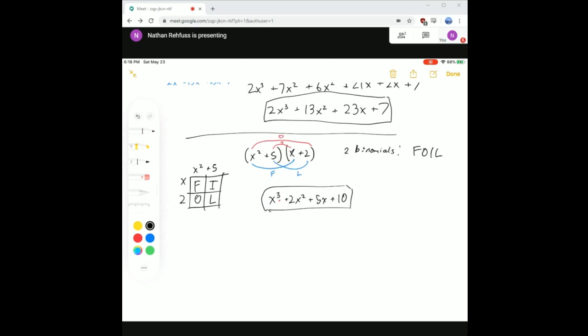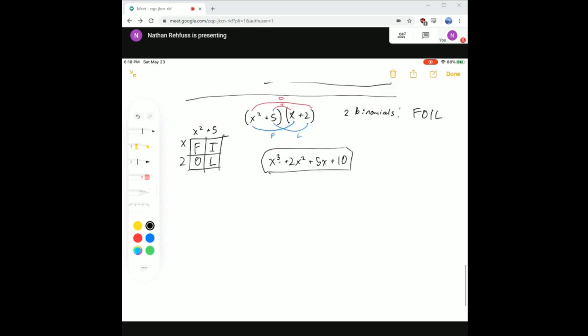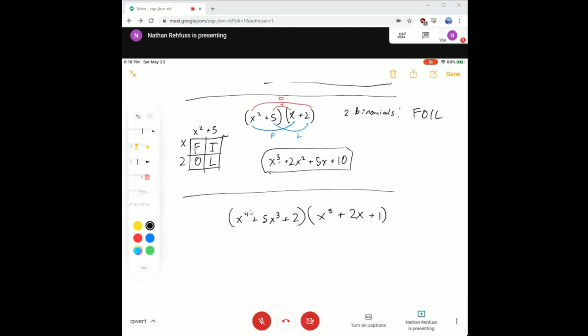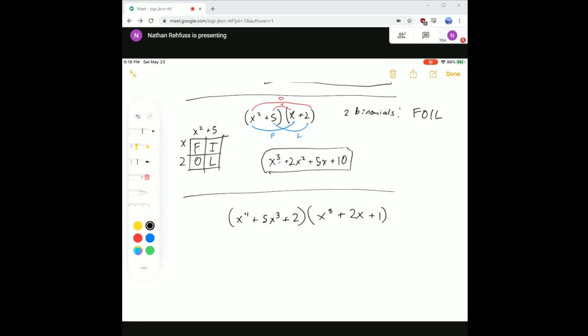Okay, that's how you multiply polynomials. Let's do something truly awful before we go. How about x to the 4th plus 5x cubed plus 2 times x cubed plus 2x plus 1. Ooh, that's a nightmare. First off, this guy is degree 4 and this guy is degree 3, so their product's going to be degree 7. I know that for sure. That's going to come back and be very, very important in Unit 3. We'll call it when we come to it.